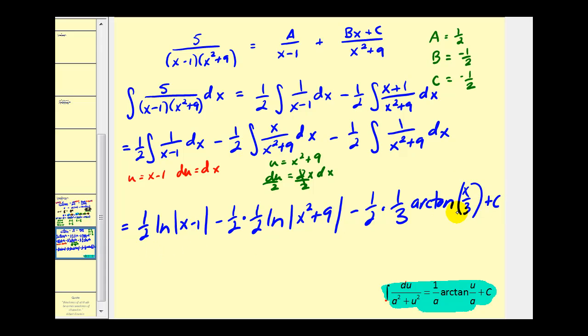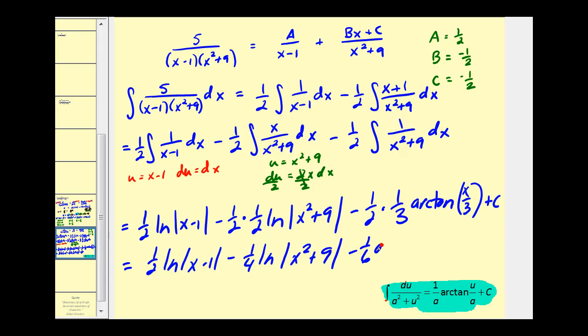Let's go ahead and clean this up one more time. 1/2 natural log absolute value of x minus 1 minus 1/4 natural log of absolute value of x squared plus 9. This would be minus 1/6 arctangent x over 3 and then plus C.